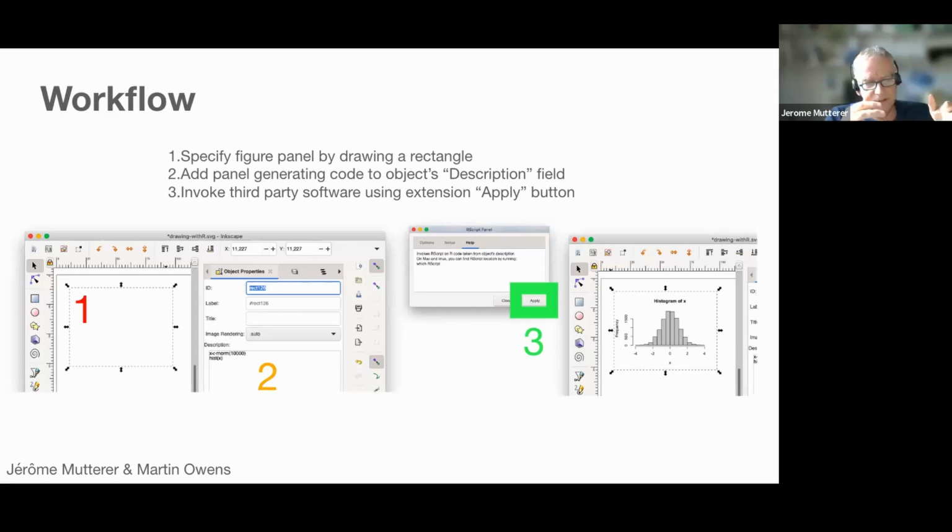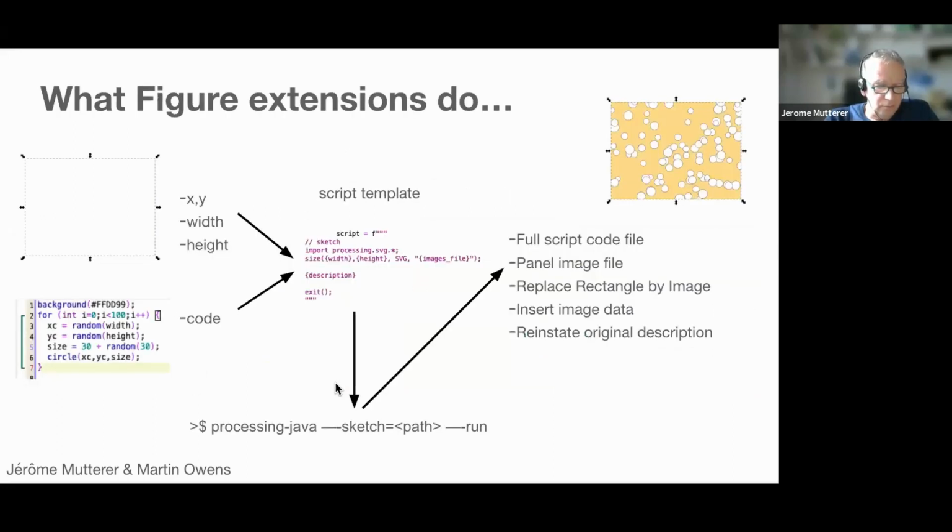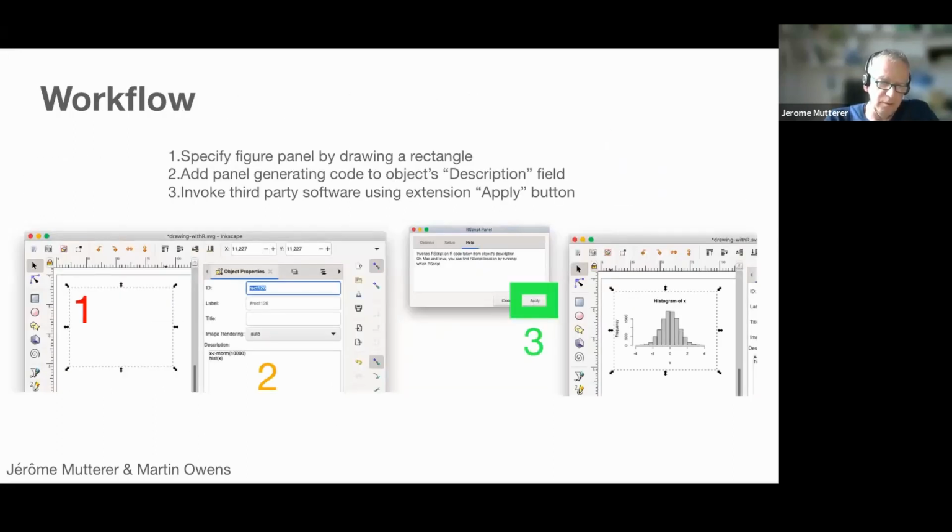You end up with a new panel in your figure, but that is made with code, which has a lot of advantages, but mostly it's reproducible. You can share the code, you can reuse, modify the code, change it for another usage, whatever. So this was the general concept: drawing a panel, adding some code, render it, include it in the document.